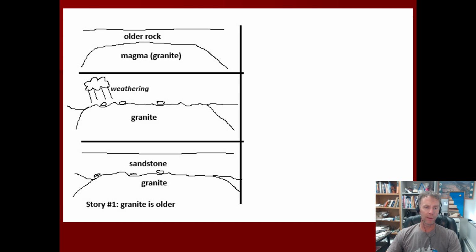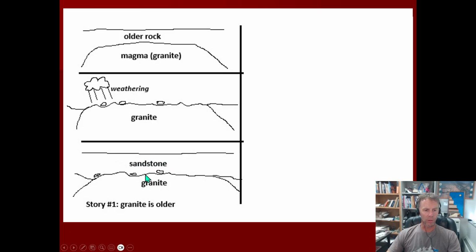So there is a story where the granite is older, okay, but not because of superposition. If you start at the top here, there may have been older rock, we don't know what that rock was, doesn't even matter. Magma intruded into that rock. That magma then cooled and crystallized to form granite. That would be our step number one. Step number two would be that older rock was eroded away. The granite even was eroded and weathered a little bit. You can see the rain coming down and little chunks of granite sitting on the surface there in this very irregular erosional surface. So the granite gets exposed, and then the sandstone gets deposited on top of that.